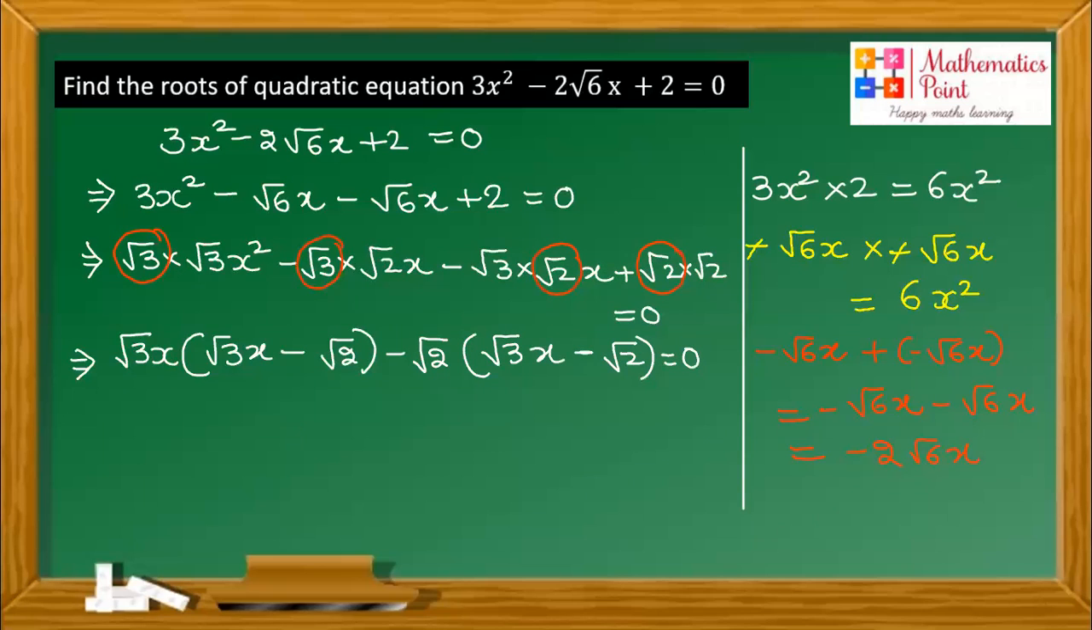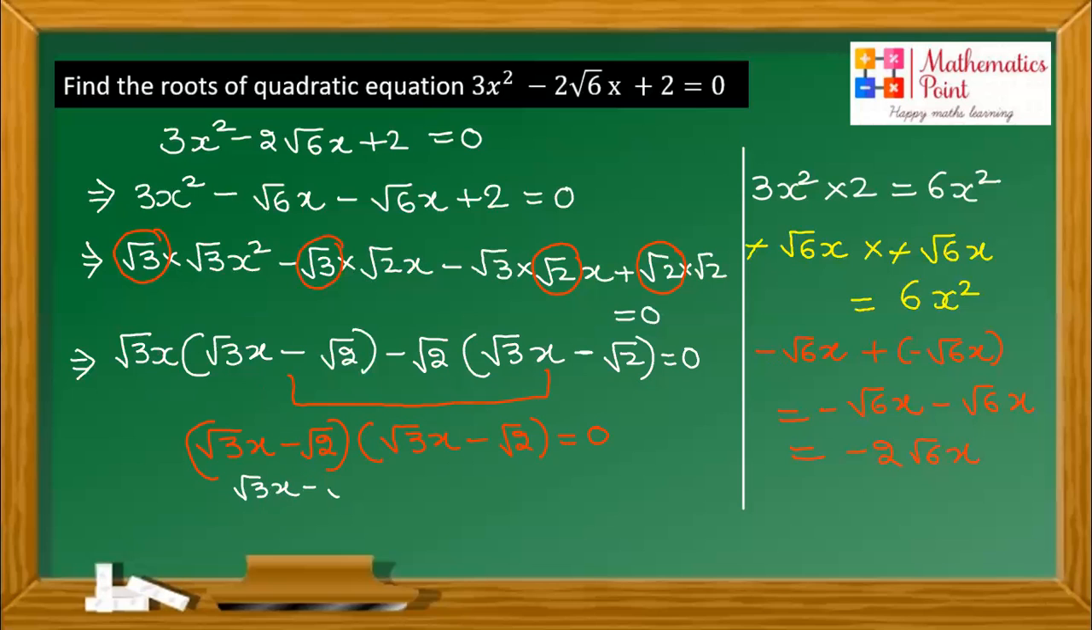Now, as you can see, root 3x minus root 2 is common, so further we can take it common. So what are we left with in the second bracket? We are left with root 3x minus root 2 is equal to 0. Right. Now let us put them equal to 0 one by one.